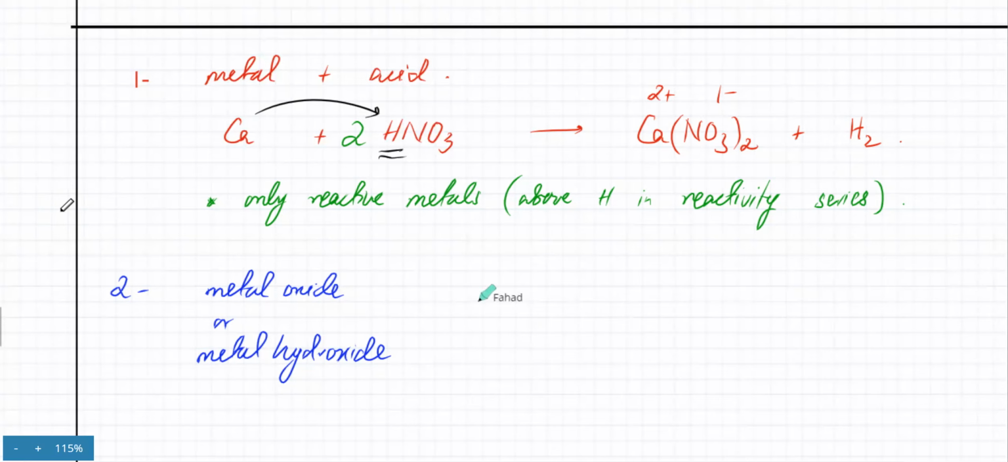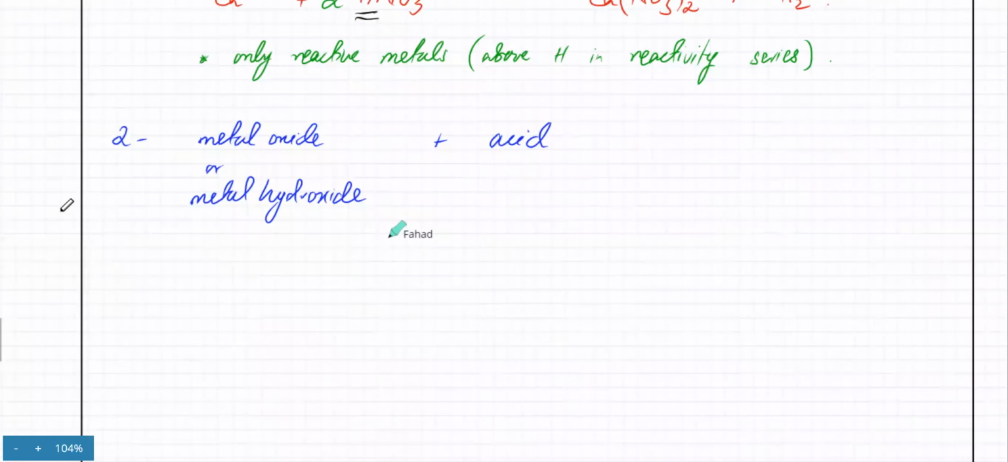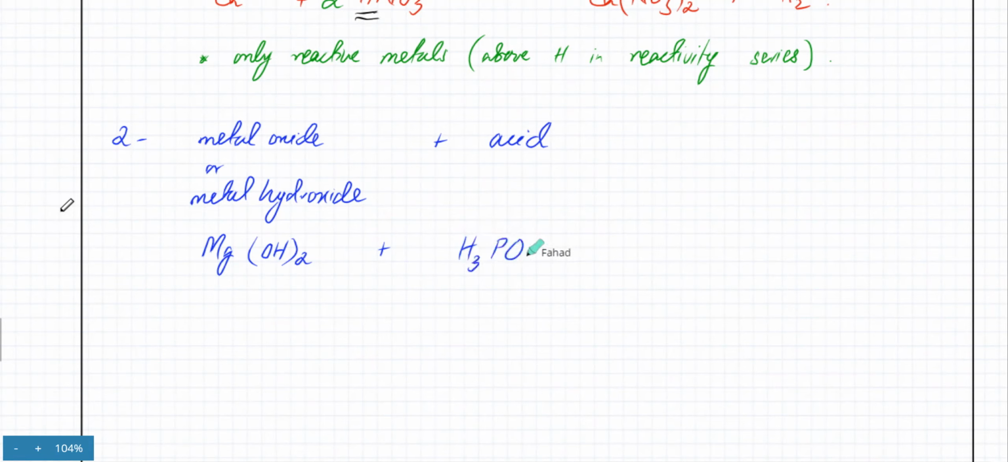ठीक है. अच्छा, this one, metal oxide plus acid, and it produces salt water. That's it. So one example is, let's take magnesium hydroxide. Magnesium, Mg is 2 plus, OH is minus 1, so it's going to be Mg(OH) twice. Plus, let's say phosphoric acid, which is H3PO4. Salt उसी तरह बनेगी.